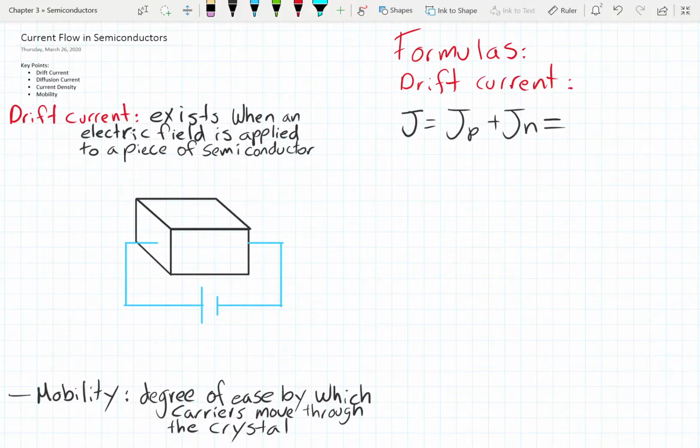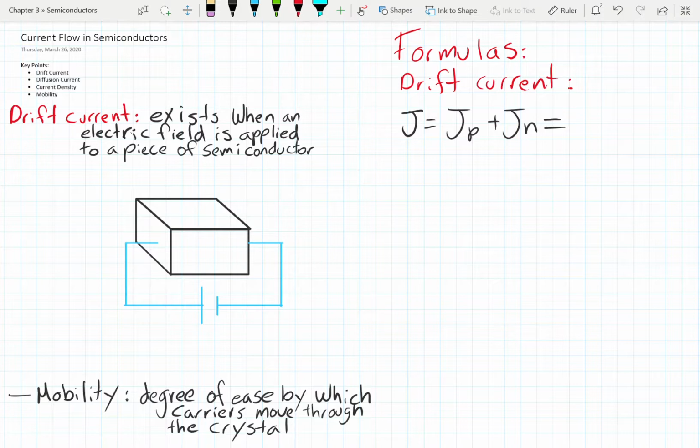Everyone, this video is going to cover section 3.3 of your book. The section is current flow in semiconductors, and the two major concepts of this section are drift current and diffusion current, and it's very important that you know the difference between the two.